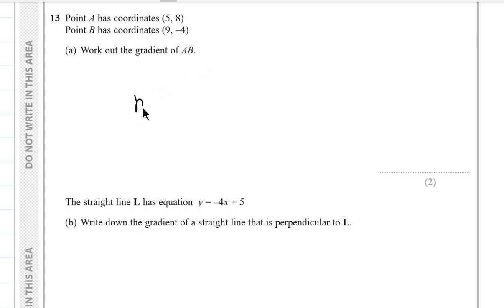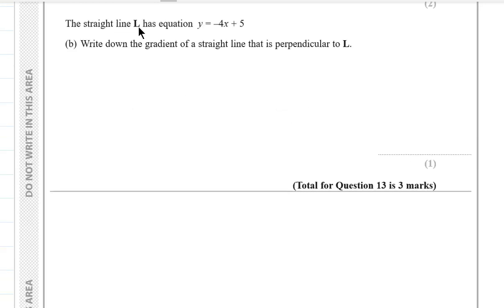The gradient of AB should be y2 minus y1. y2, which is negative 4, minus y1, which is 8, divided by x2, which is 9, minus x1, which is 5. So the answer should be minus 12 over 4, which is minus 3. The answer should be minus 3.